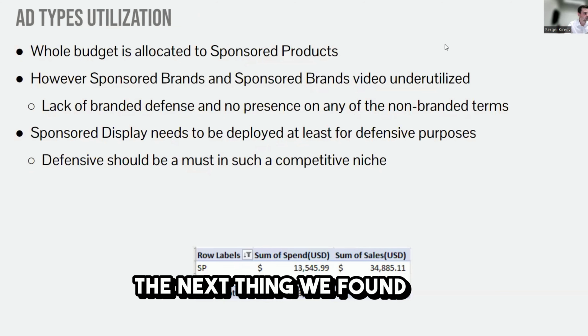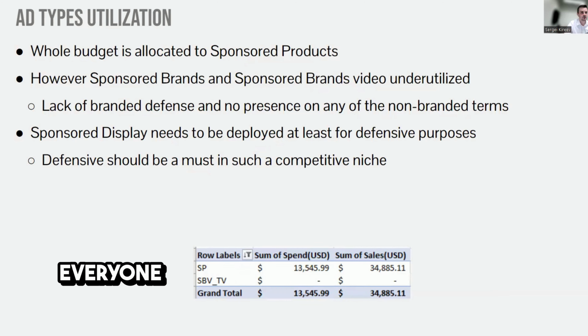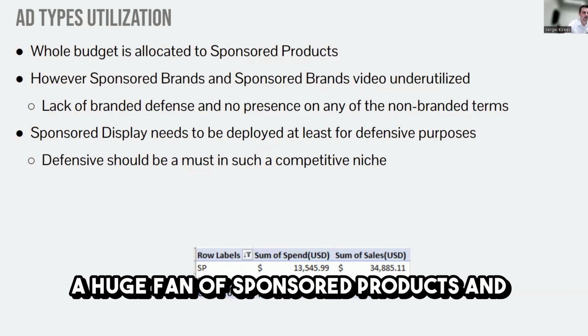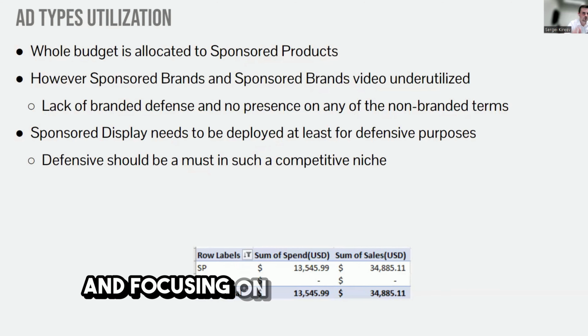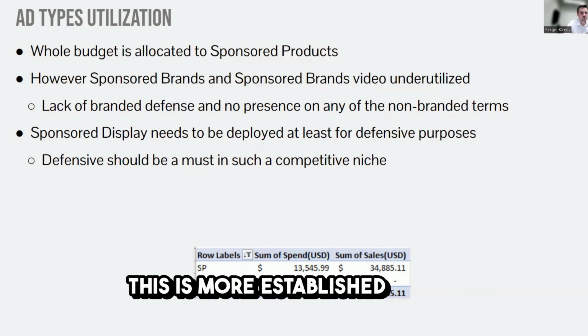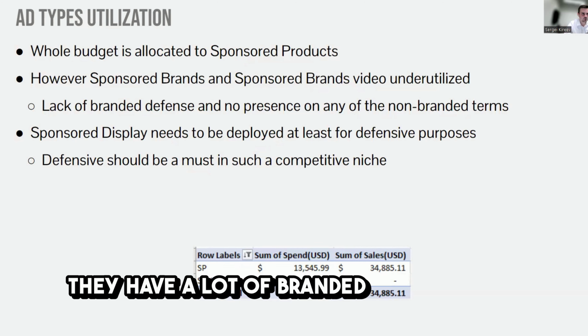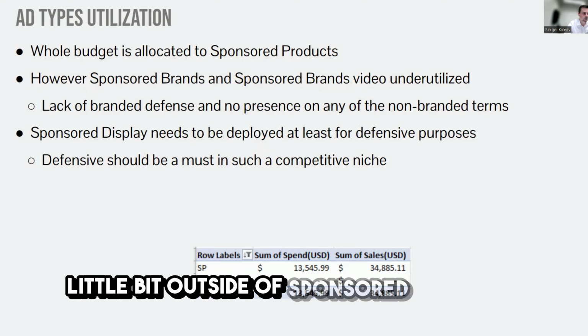The next thing we found was the general utilization of ad types. Everyone who watches my content knows that I'm a huge fan of sponsored products. And I think most brands should start with sponsored products and focus on sponsored products. This is a more established brand. This brand has been on Amazon for many, many years. They have a lot of branded searches. And I think they could try to expand a little bit outside of sponsored products.